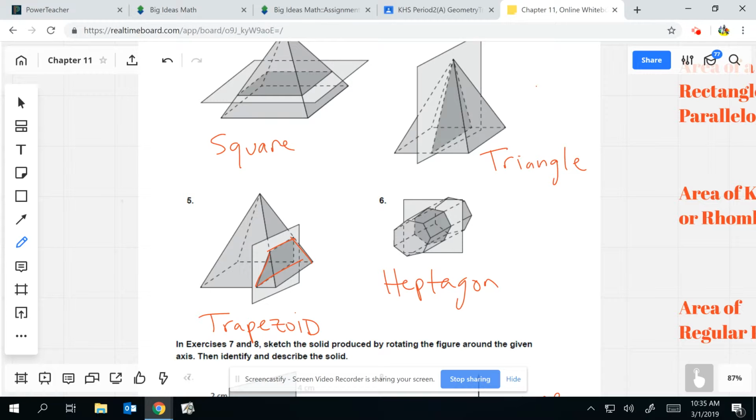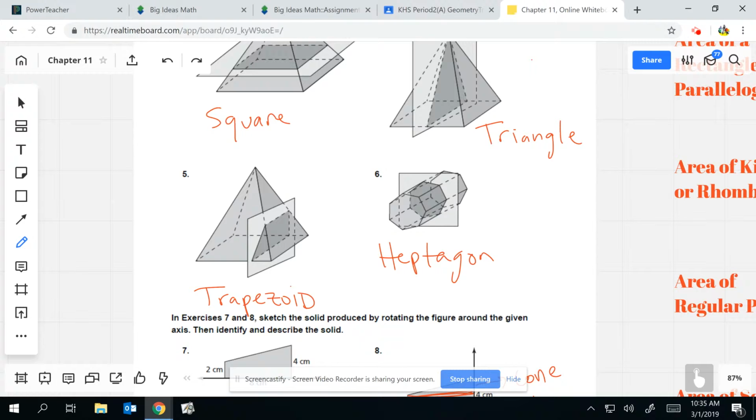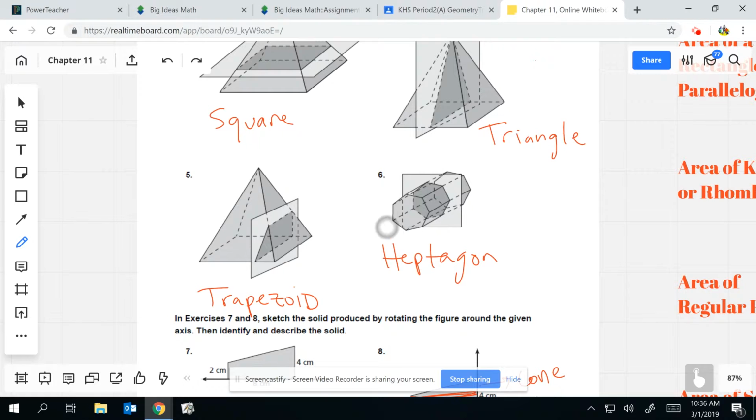So you'd have a trapezoid. And then 6, you would see the same thing on 6. Because you'd be slicing that vertically through it, you would see the same thing in front like the cup. You saw the circle, and then you saw the circle again. This one, you would see the heptagon in the front, and then you'd see the heptagon again if you sliced it.